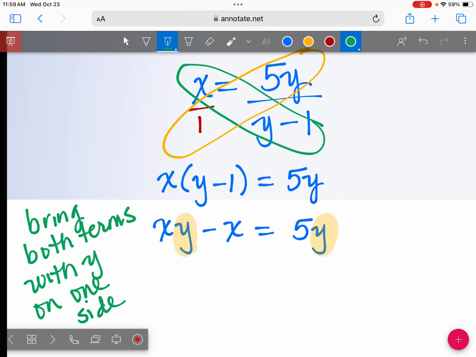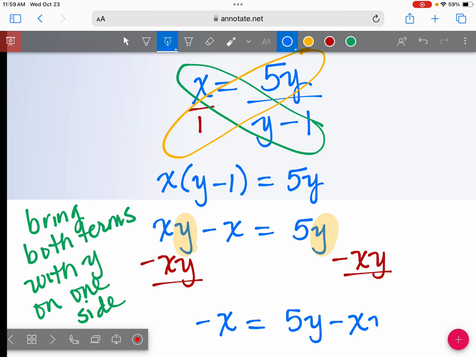So in order to do that, I am going to subtract the xy and bring it over here. So that gives me negative x equals 5y minus xy.